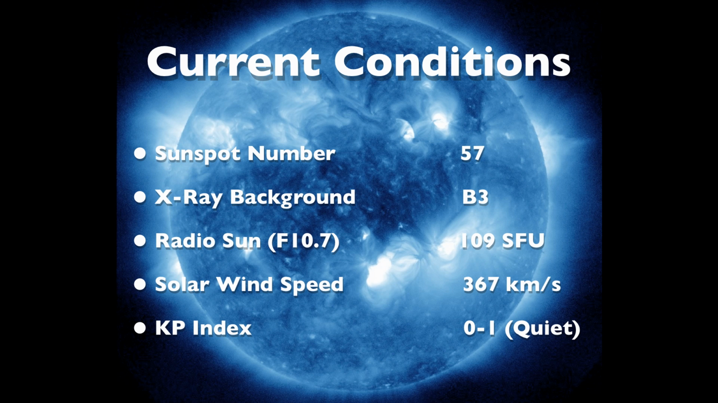The current conditions: sunspot number is 57, X-ray background is B3, the radio solar flux is 109 solar flux units, solar wind speed is down slightly to 367 kilometers per second, and the KP index is between 0 and 1, at quiet.